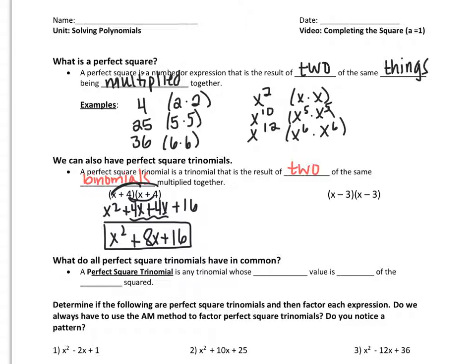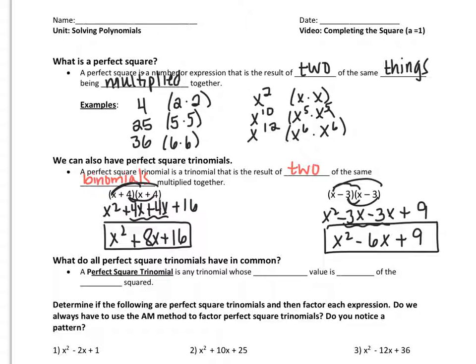So what would the perfect square trinomial be if these were the two binomials being multiplied together? Well, we'll double distribute again, and we'll have x times x is x squared, x times negative 3, another negative 3x, and negative 3 times negative 3 is a positive 9. Again, combining like terms, we have another perfect square trinomial.